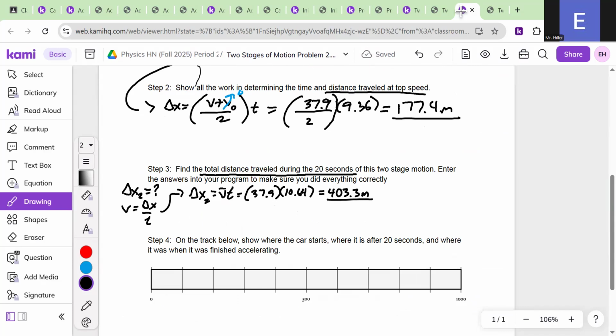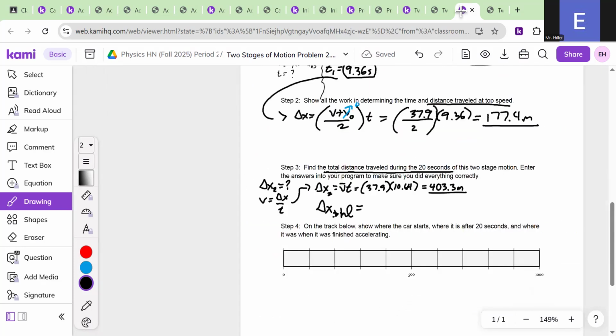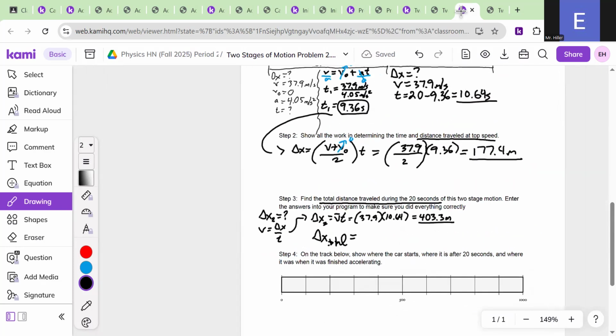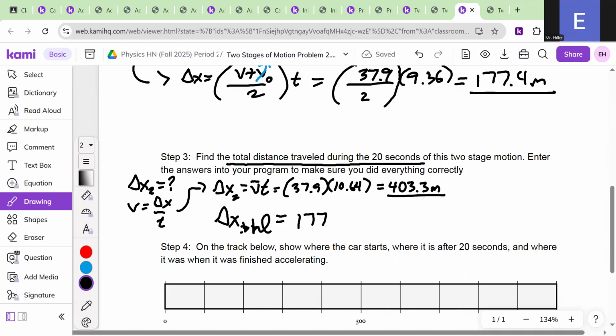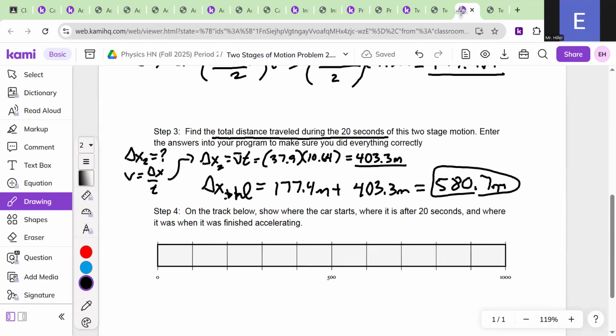Okay, so now add them up. Delta x total is going to be your original one, which in my case was 177.4 meters plus 403.3 meters. Add them up. Okay, I'm getting about 580.7 meters. And on the track, I just need to show where that ends at 20 seconds. So 500, there's 600 right there. So my car is going to get to about right there, roughly. At least that's what I'm predicting anyway.